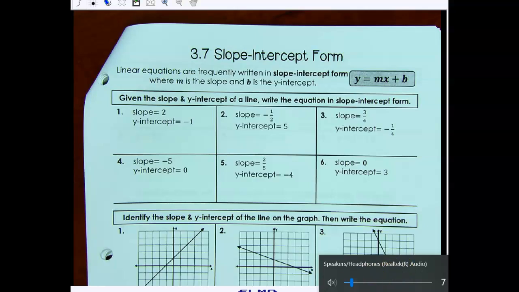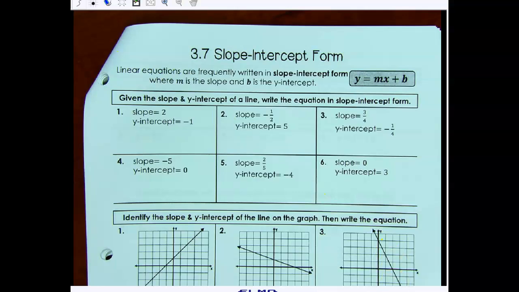Hey guys, today we're going to talk about slope-intercept form. I'm going to do two short videos, one on the first page and one on the second page, so that they don't get really long.